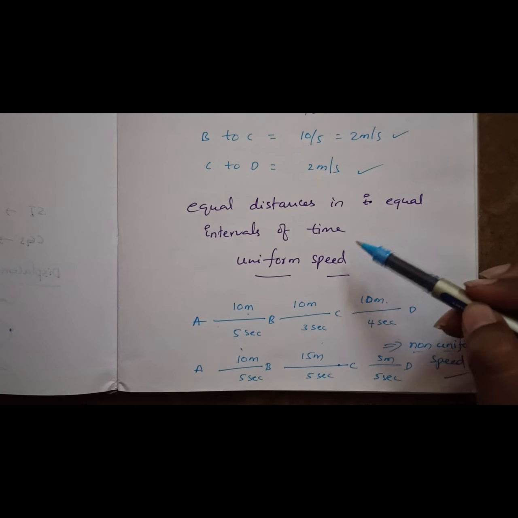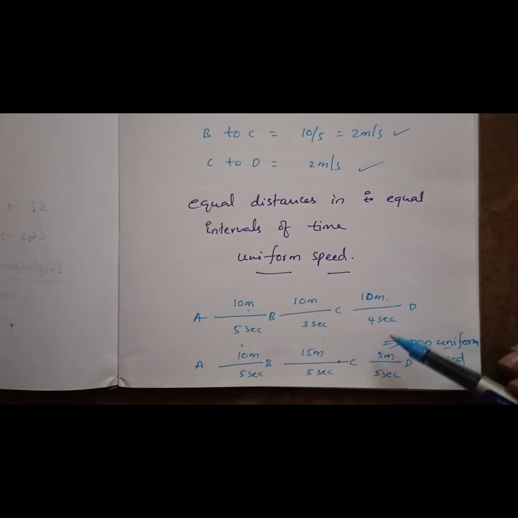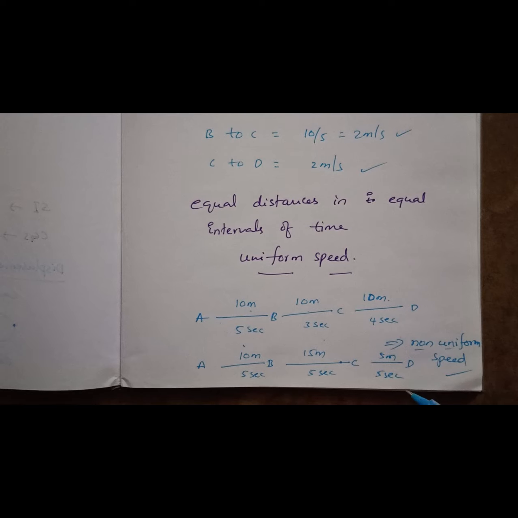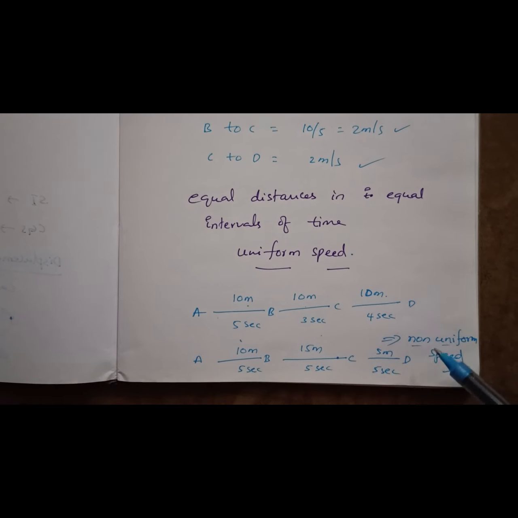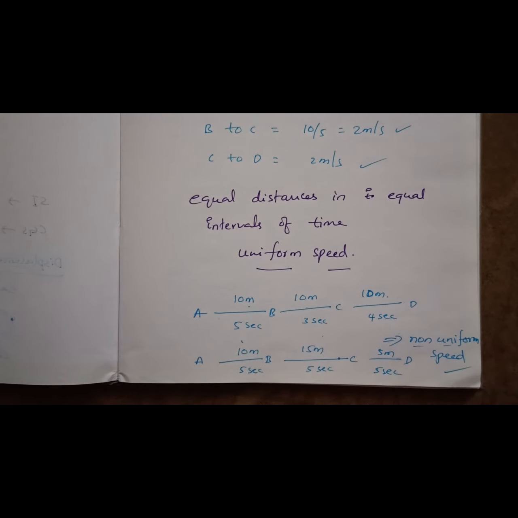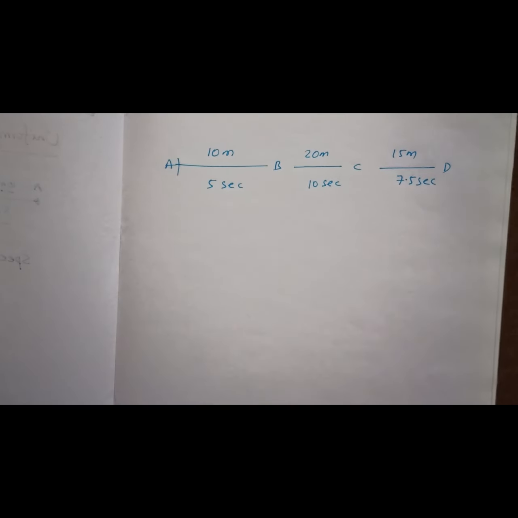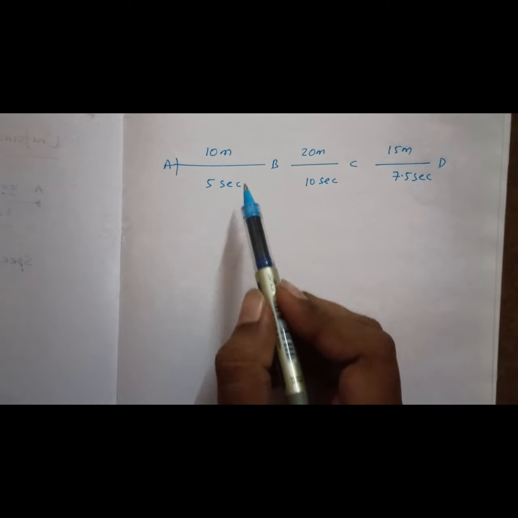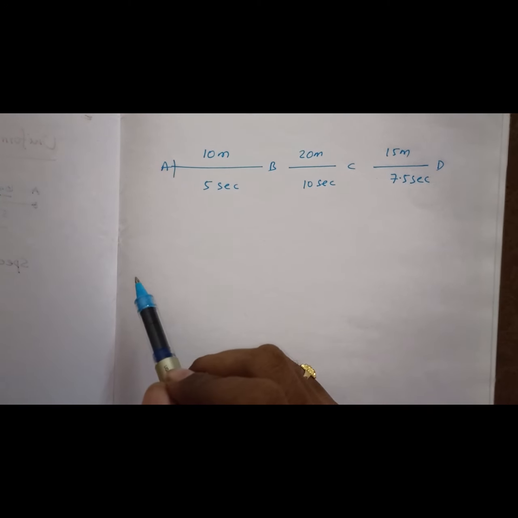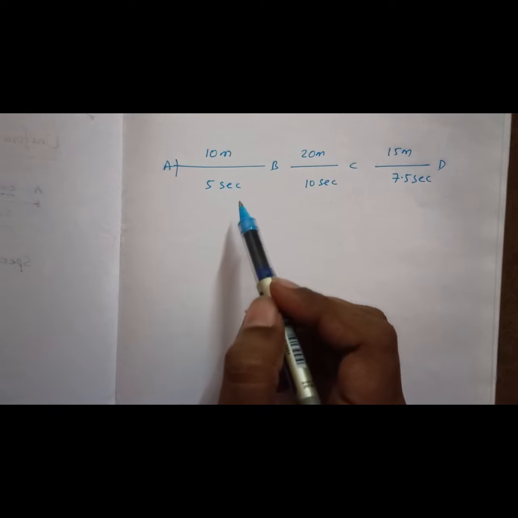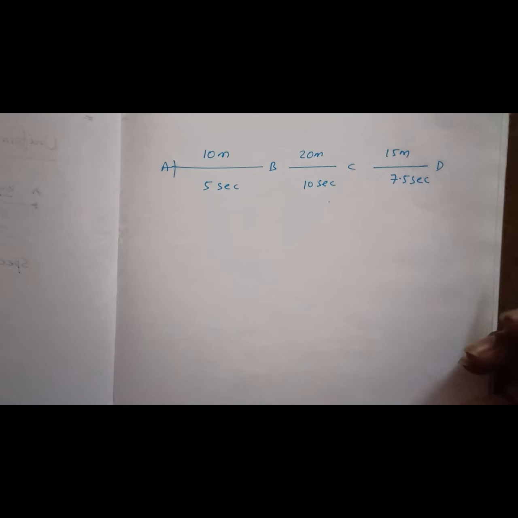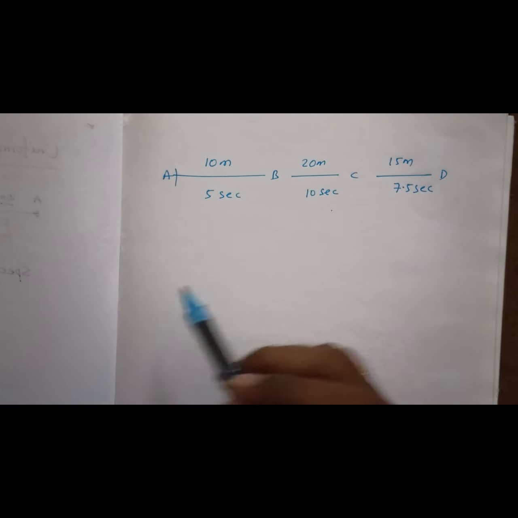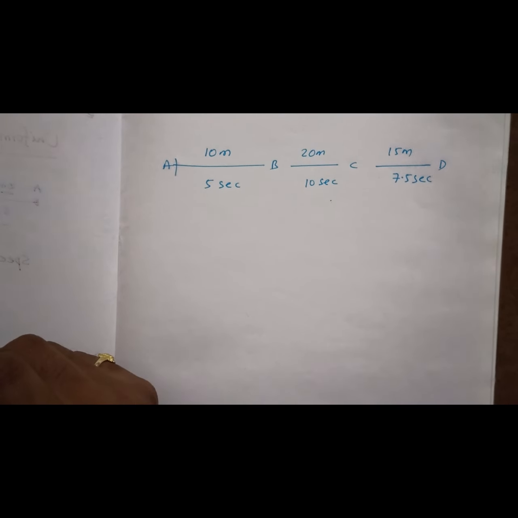If both are equal, uniform. If any one is unequal, non-uniform. Now, what if both are unequal? 10 meters in 5 seconds, 20 meters in 10 seconds, 15 meters in 7.5 seconds. Unequal distances, unequal intervals of time.